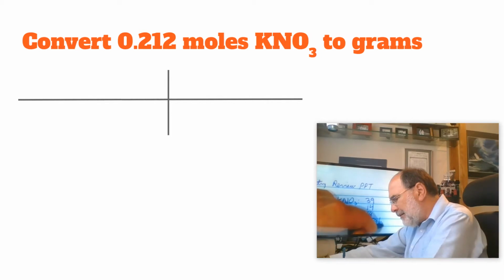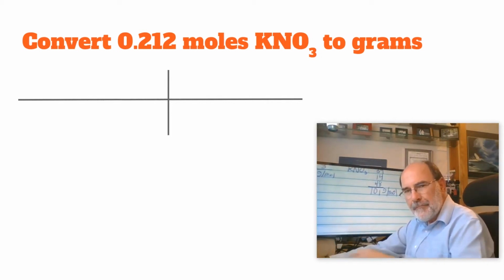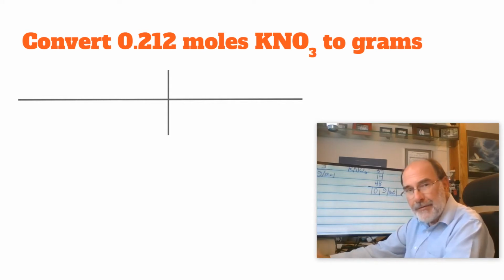And I'm getting approximately 101 grams per mole for the potassium nitrate. So if I have 0.212 moles, that's like 1/5 of a mole. 1/5 of 100 is about 20 grams. So I'm thinking this is going to be a little over 21 grams of this stuff.